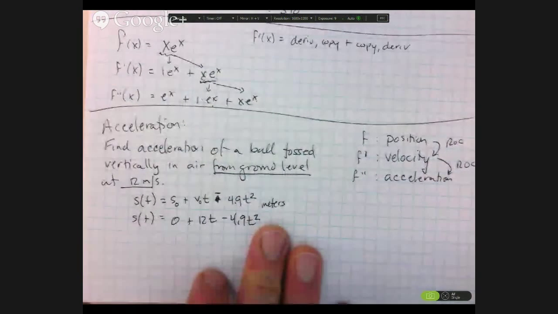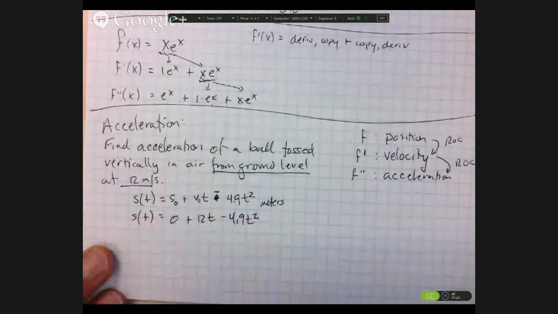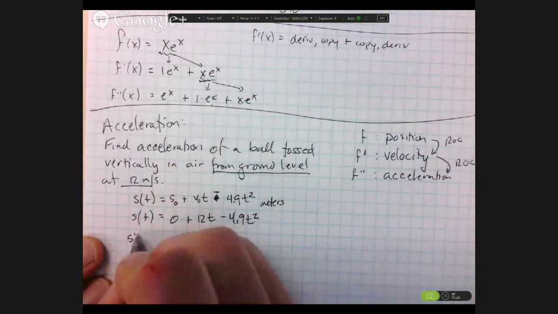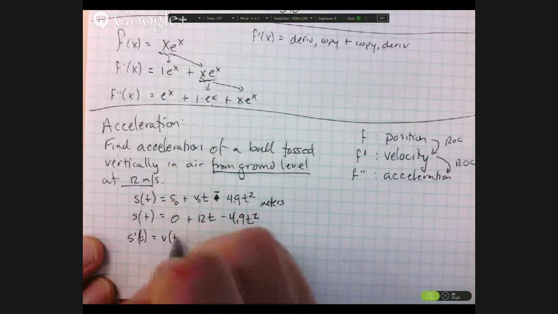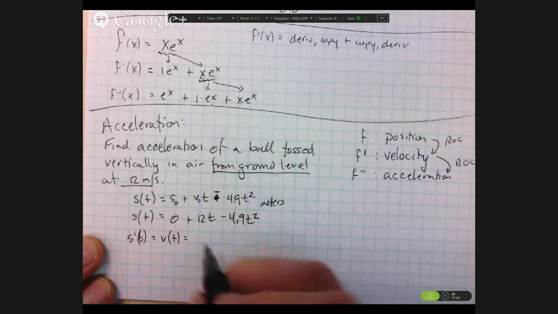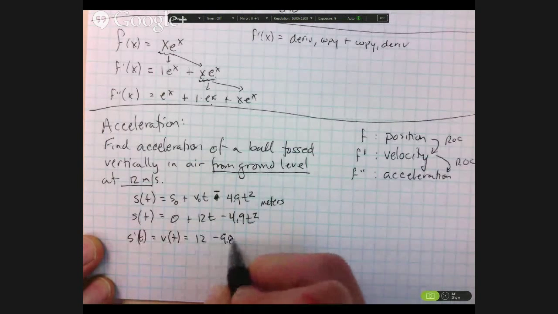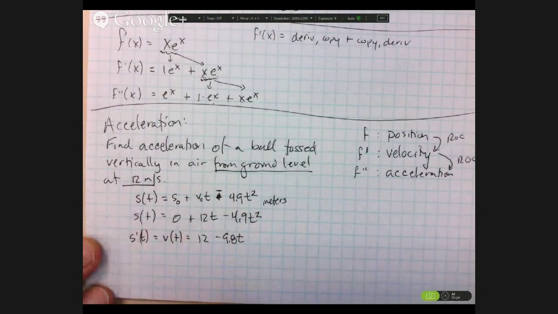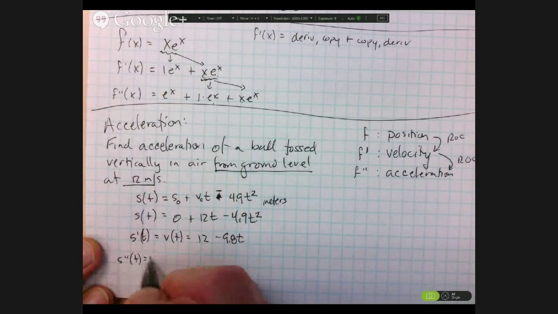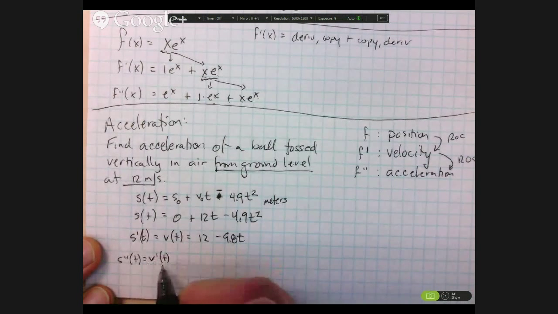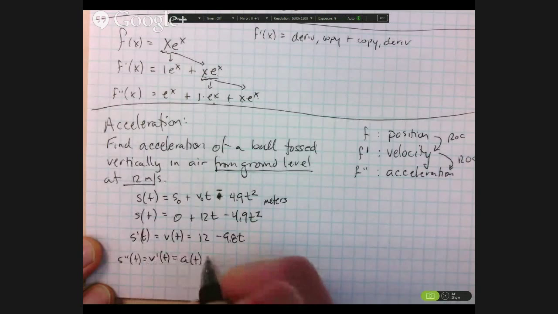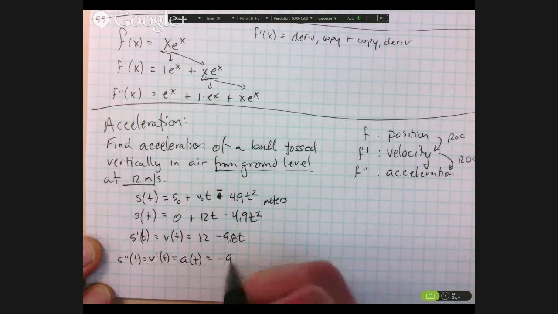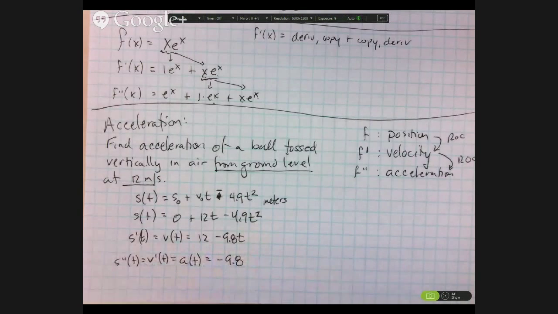How many derivatives do we need? S prime at t, which we also know is velocity as a function of time. Take the derivative. And then the second derivative is acceleration. It's the derivative of velocity. We also call it a of t.